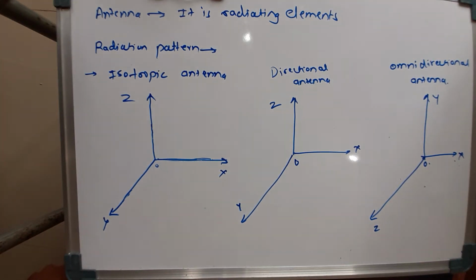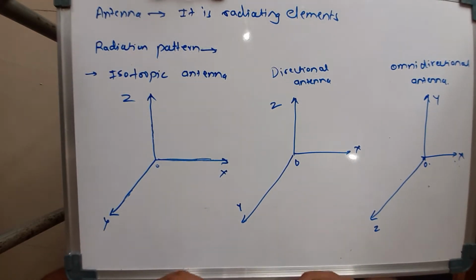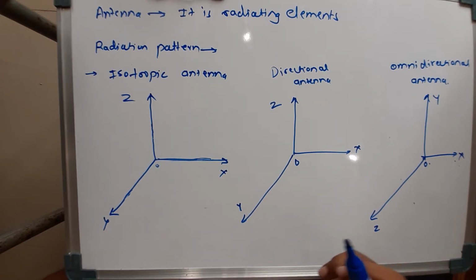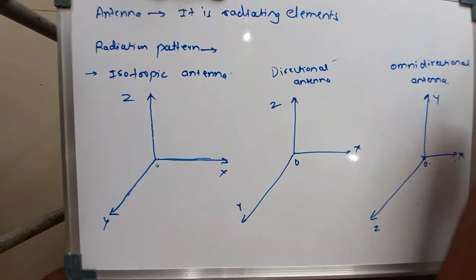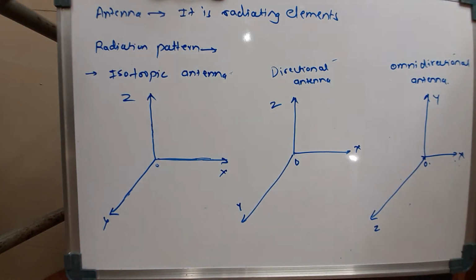Hello students. So today we will see the lecture on the antenna radiation pattern and different types of radiation pattern. So in this video we will also see what is isotropic antenna, directional antenna, omnidirectional antenna, then different types of lobe for the antenna, that is major lobe, minor lobes, side lobes and back lobes.